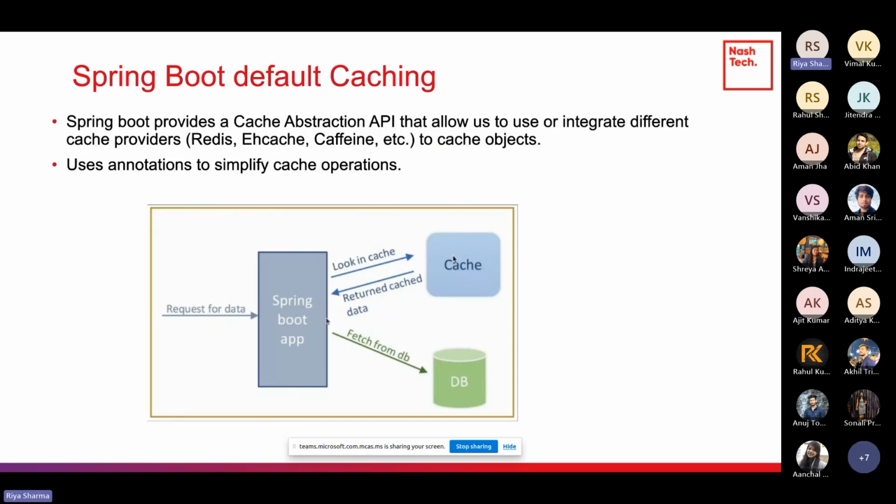Here is the architecture. A request comes to the Spring Boot application. We look in the cache. If we find the result, we return the response. If we don't, we fetch it from the DB and copy it to our cache. And then the next time the request comes, it will look in the cache and find the response there.